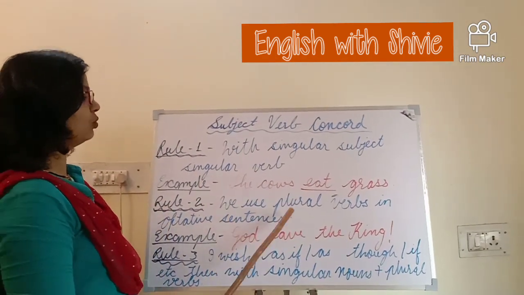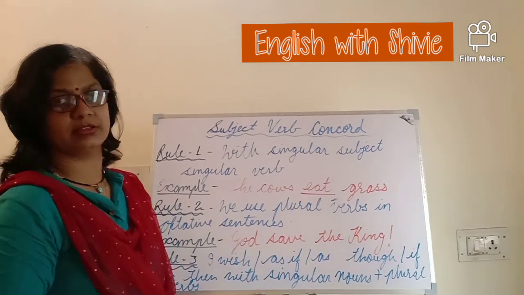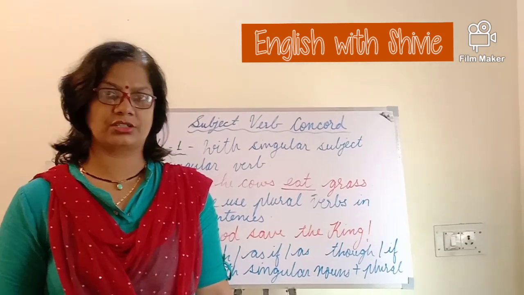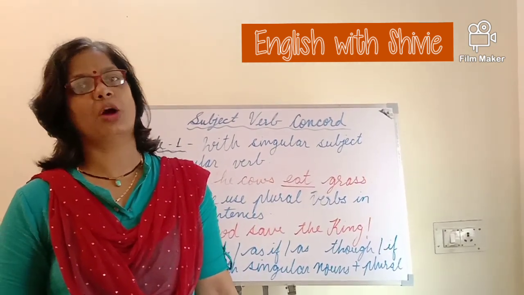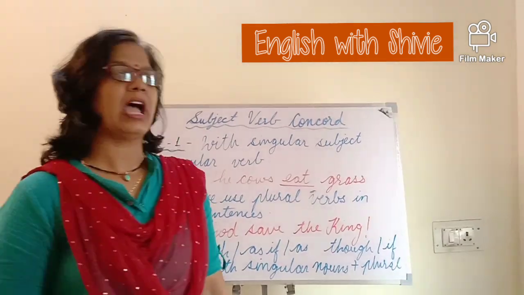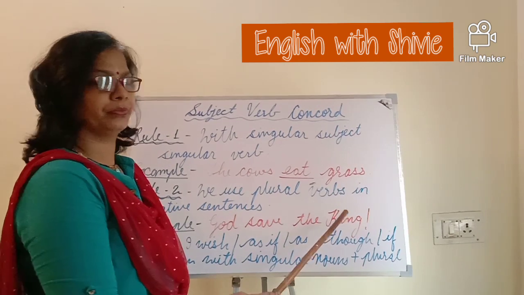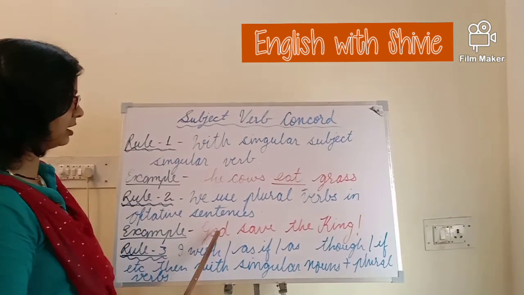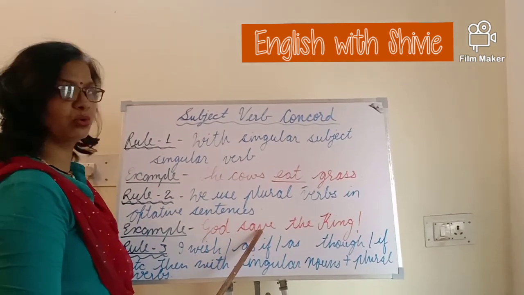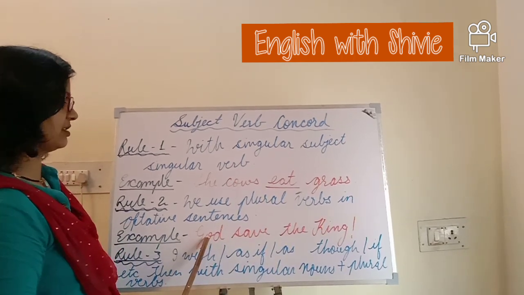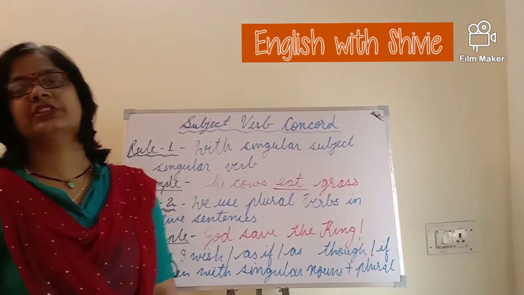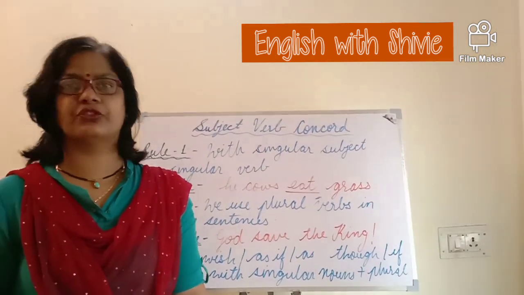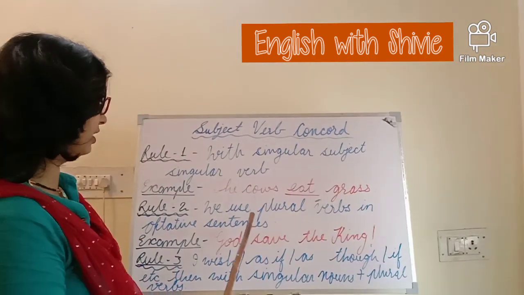See the second one. We use plural verbs in optative sentences. We have learned about optative sentences in conversation and narration. There you can see what they are. But here I have written the example, God save the king. As I have said, with a plural subject we will use a plural verb form. But here God is singular but save is plural. This is an optative sentence, God save the king. So in optative sentences, even if the subject is in singular form, the verbs will be in plural form. So you should remember this.